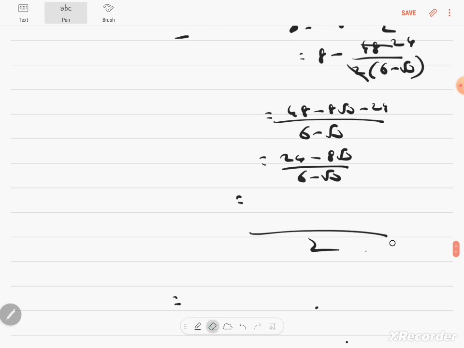Here I can take out common, such as 8 is common. 3 minus root 3 by 6 minus root 3.